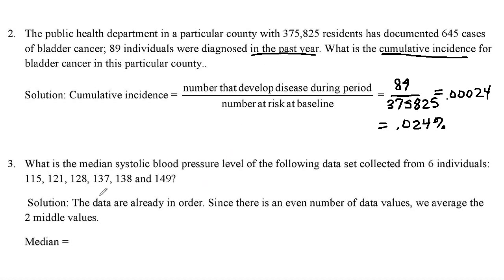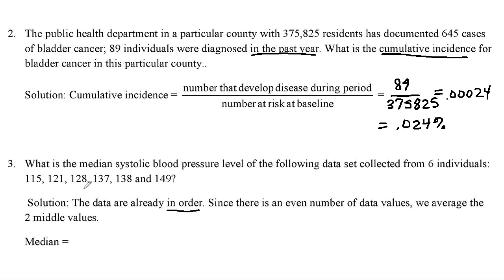And then lastly here, we want the median systolic blood pressure for the following data set collected from 6 individuals. So the readings were 115, 121, 128, 137, 138, and 149. So remember, what you need to do is you first put the data in order if they are not already in order. So these values are already in order from smallest to largest. And then we notice that there are 6 values here.